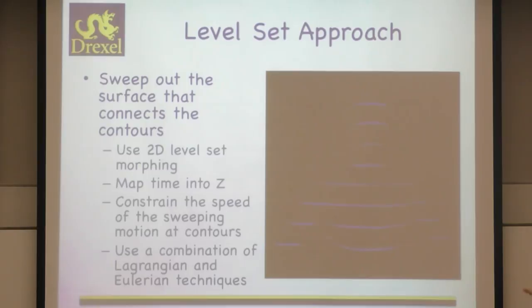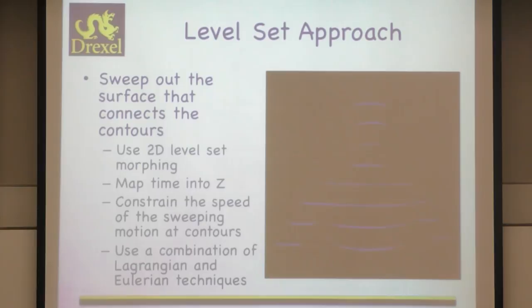Now, there are some tricky things, because you want this to be continuous in 3D. Since we're mapping time into z, we have to have these velocities continuous as they go across. So there was a little tricky stuff to constrain to make sure that there was velocity continuity as you go from one contour to the next. That was the trickiest thing. The morphing is an Eulerian approach, but we use particles to help with this velocity tracking.